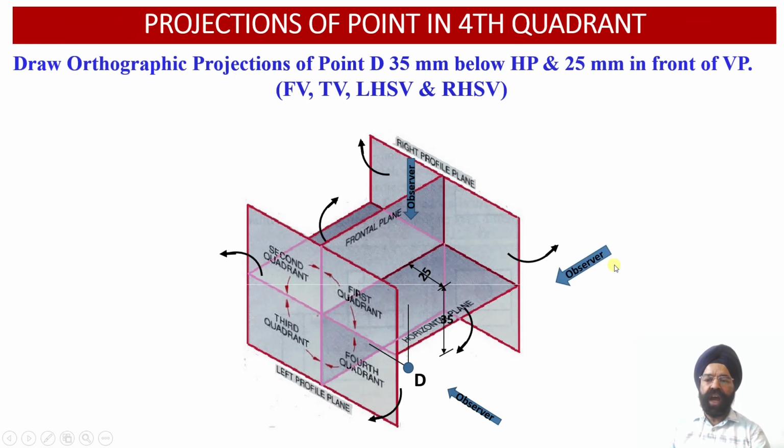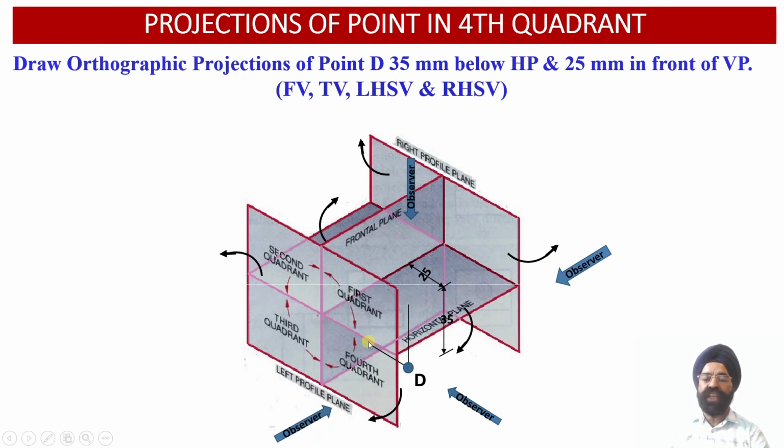in the fourth quadrant. Now when the observer looks at this point D from the right hand side view orientation, we observe that the right hand side view projection of this point D will be obtained on the left hand profile plane. This portion of the left profile plane will be rotated about this hinge in the leftward direction, and after rotation this right hand side view projection will be available on the left hand side of the front view projection below the XY reference line.